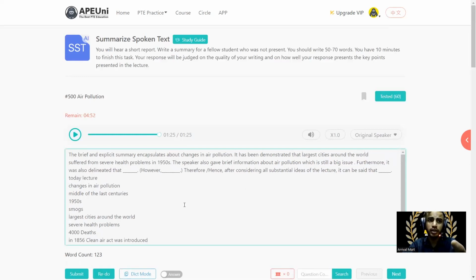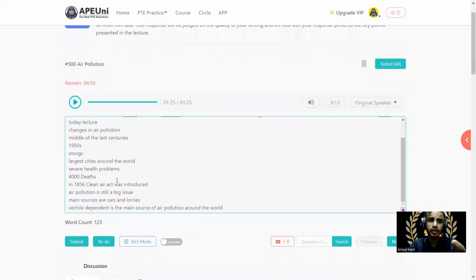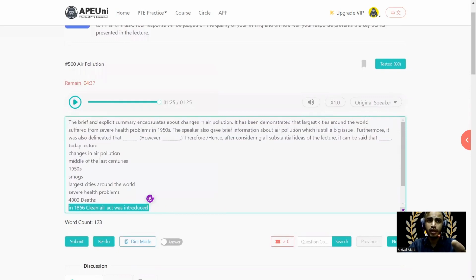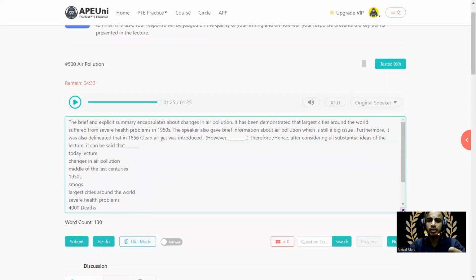Furthermore, it was also delineated that in 1856 the Clean Air Act was introduced, and it's a name. Clean Air Act is a name. Let's see, Clean Air Act was introduced.